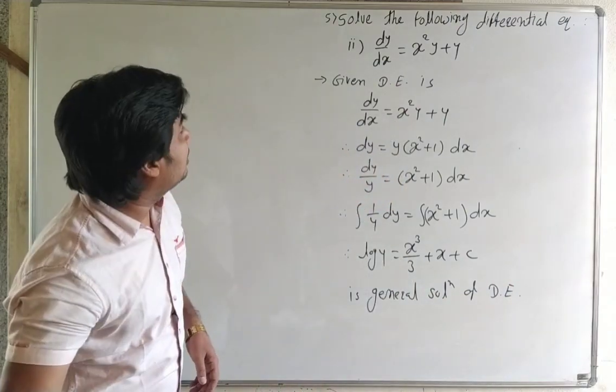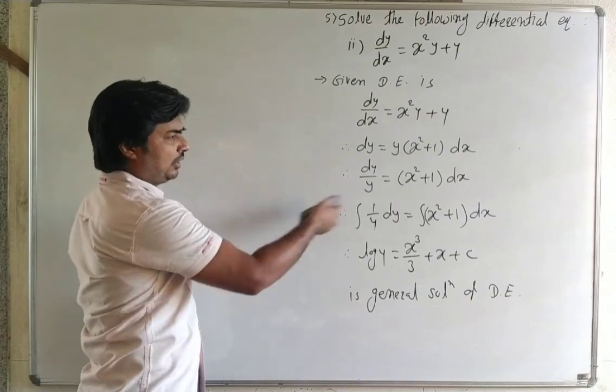Now we see the next, third example. See carefully, it is a variable separable form.